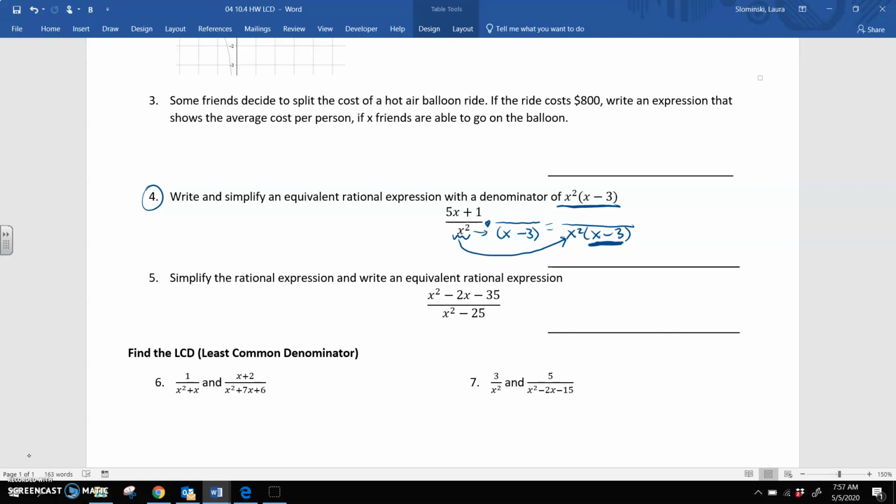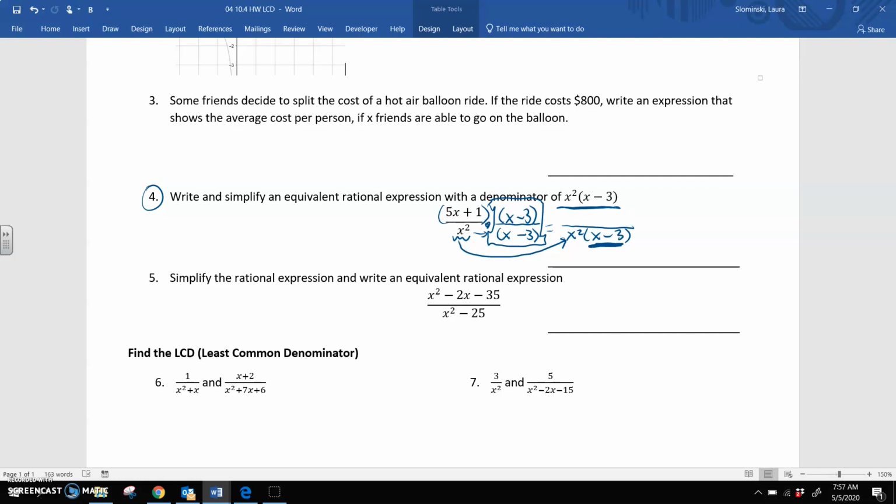Now, the follow-up to that is the only way I'm allowed to do that is if I multiply the bottom of a fraction by something, I must also multiply the top of the fraction by the same thing. So I must multiply the top by x minus 3 as well. Because technically, in theory, x minus 3 divided by x minus 3 is just 1. So I've just multiplied by 1, so I didn't change the value.